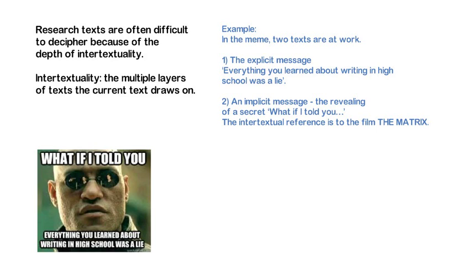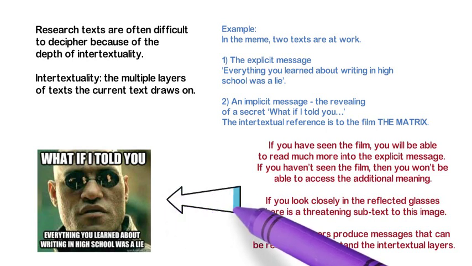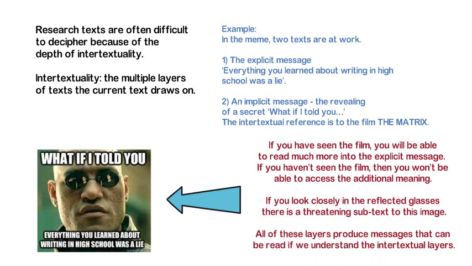The intertextual reference is to the film The Matrix. Now, if you've seen the film, you'll be able to read much more into the explicit message. If you haven't seen the film, you won't be able to access the additional meaning. If you look closely in the reflected glasses, there is a threatening subtext to this image. All of these layers produce messages that can be read if we understand the intertextual layers.